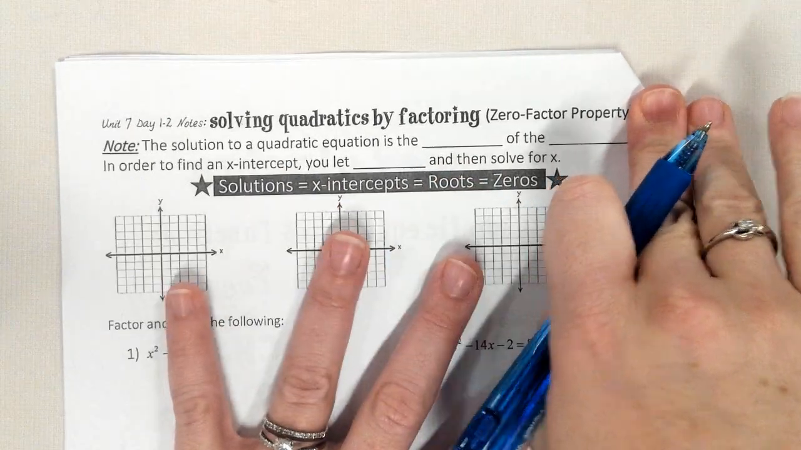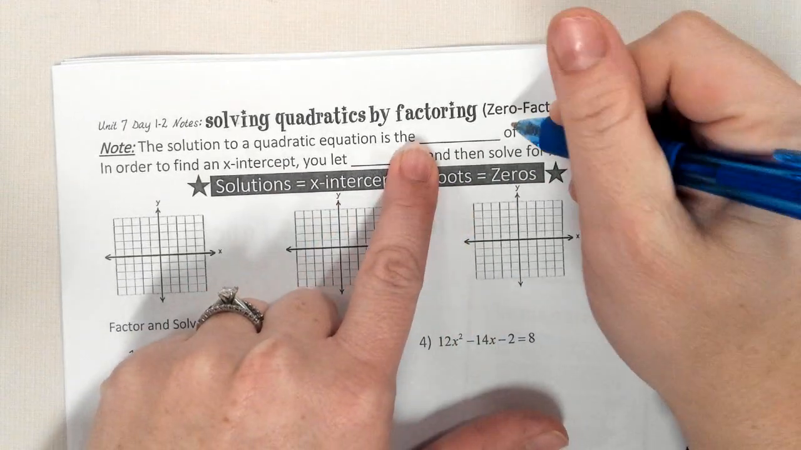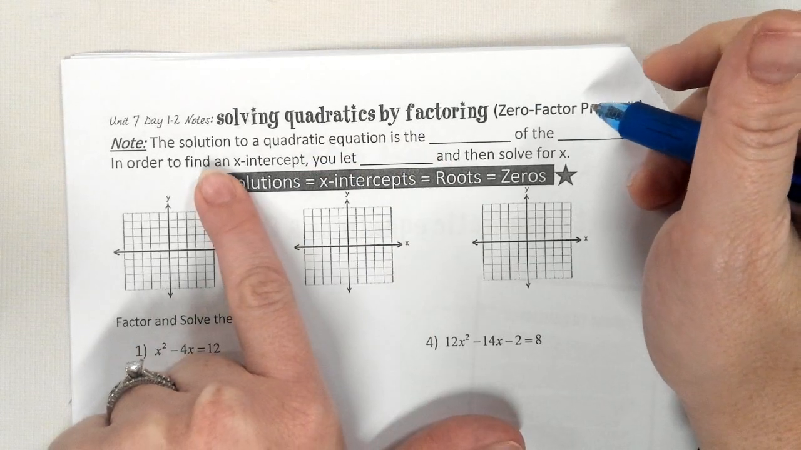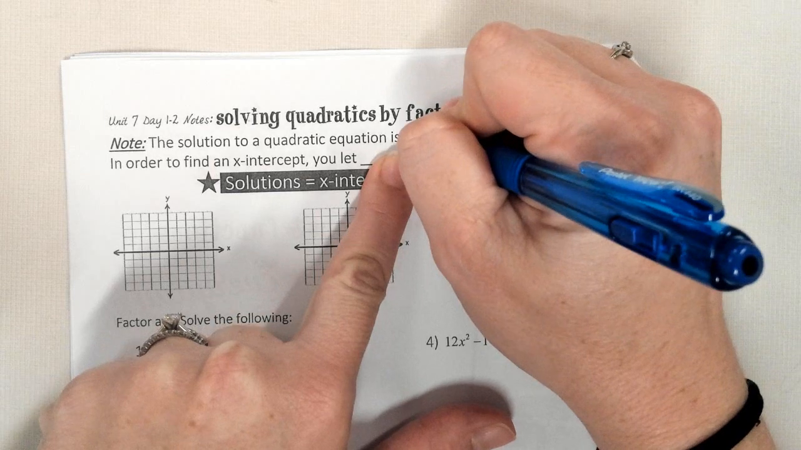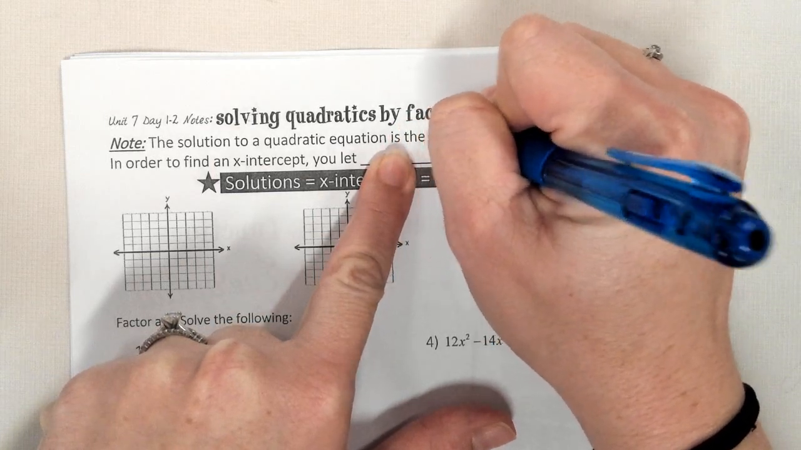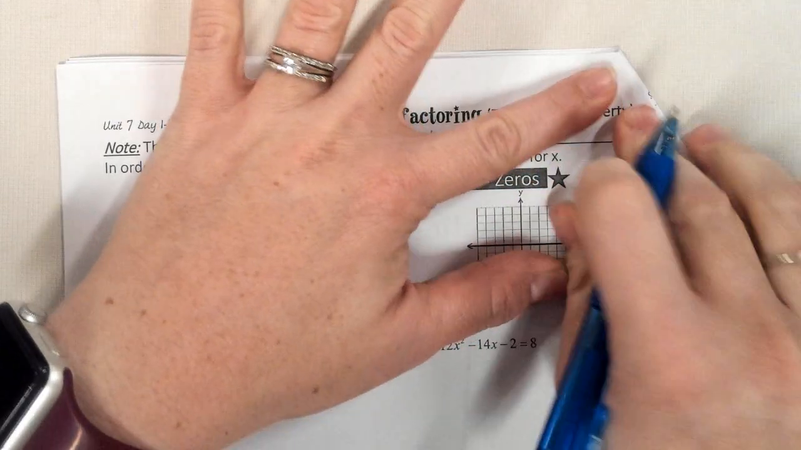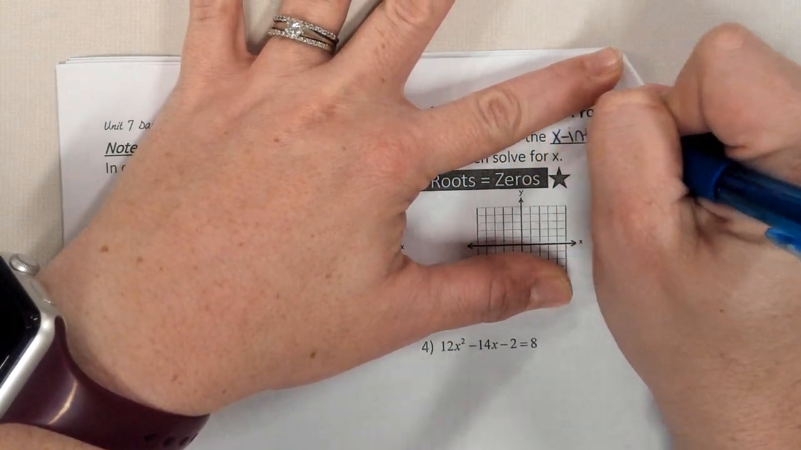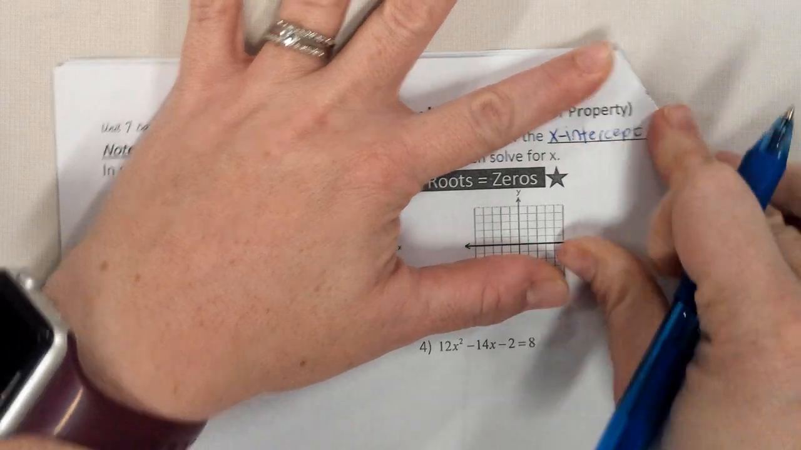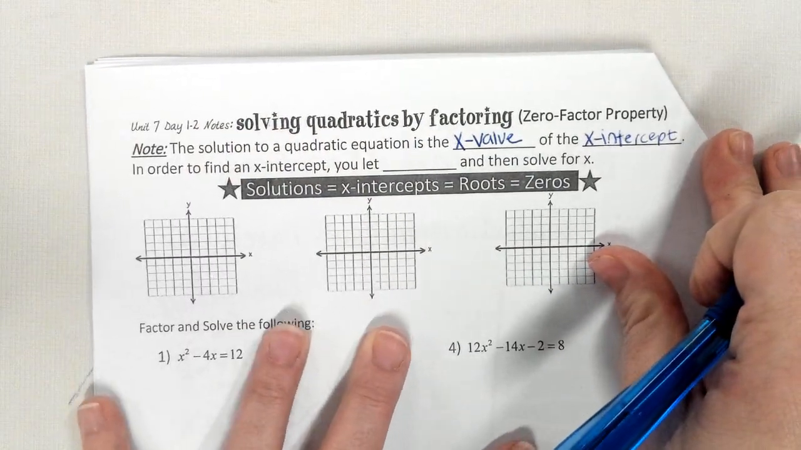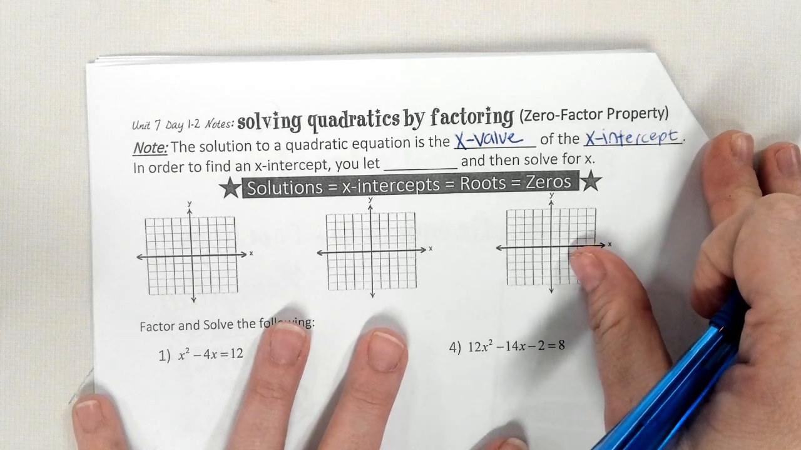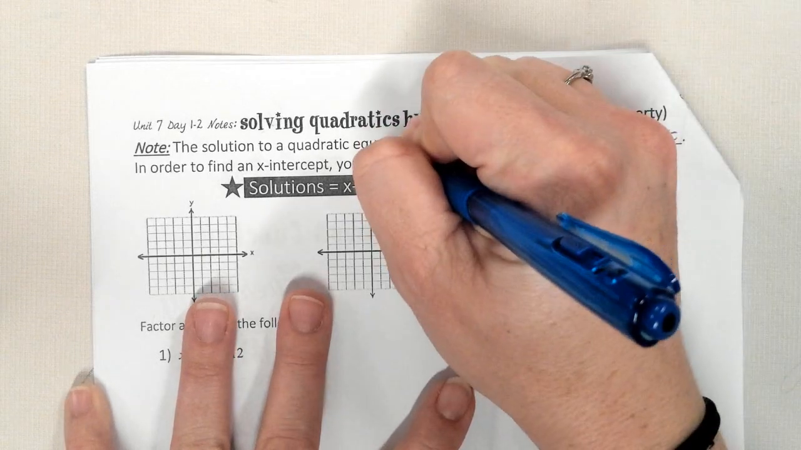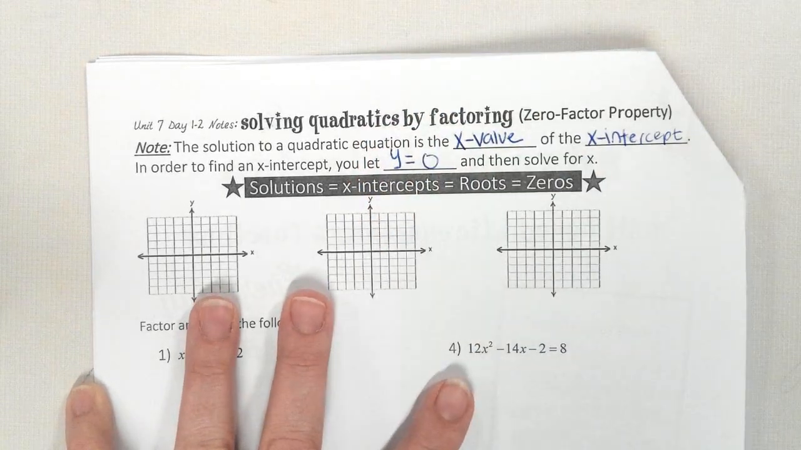Okay, solving quadratics by factoring, it's the zero factor property, which I will explain in just a second. It says the solution to a quadratic equation is the x value of the x-intercept. In order to find an x-intercept, you let y equal 0, and then you solve for x.